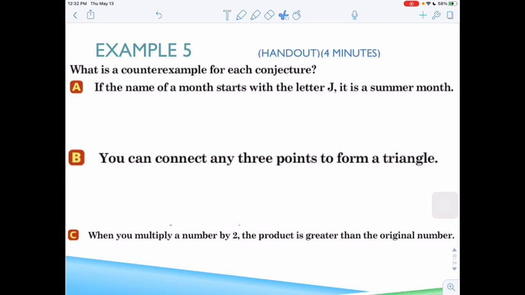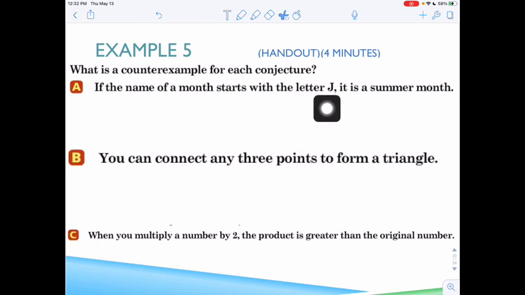For part A, it says if the name of a month starts with the letter J, it is a summer month. In order to show that this conjecture is false, we want to show that the first part, the if statement, is true, but the then statement is false. This doesn't actually say then, but after the comma, we could insert the word then. And if we can show that the first part is true, but the second part is false, the conjecture is not true.